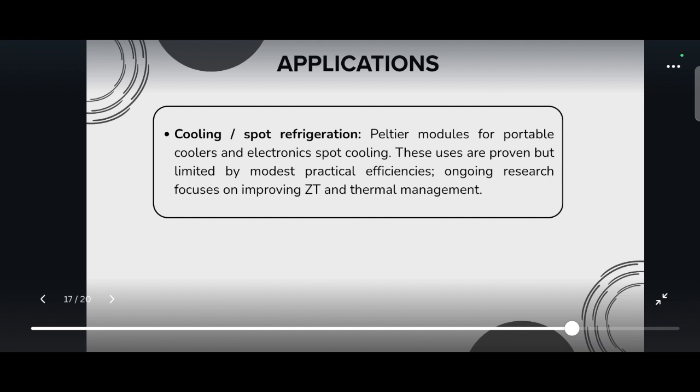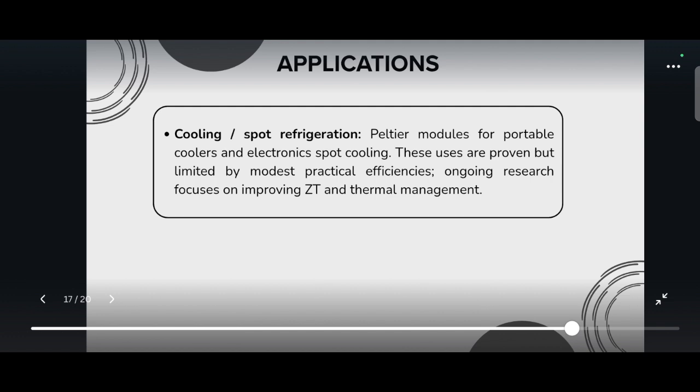Cooling and spot refrigeration. Peltier modules for portable coolers and electronic spot cooling. Peltier plates can cool small objects like CPUs, sensors, or mini fridges. They're great when you need quiet and compact cooling.